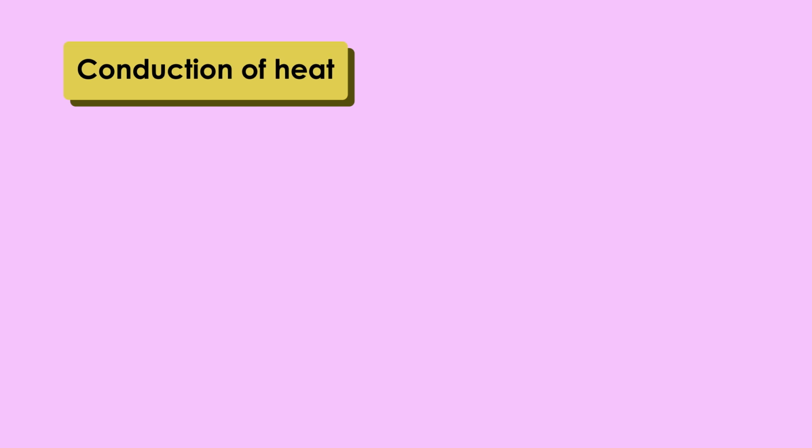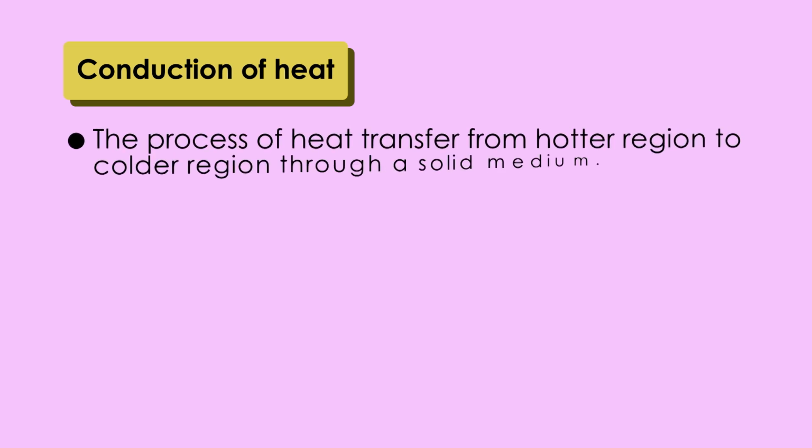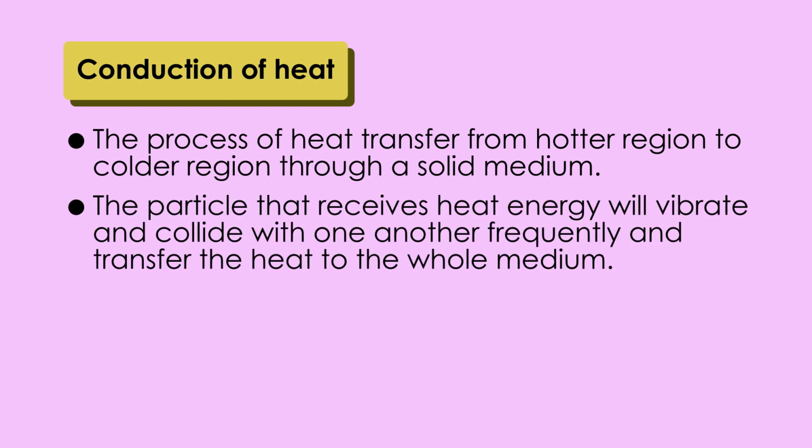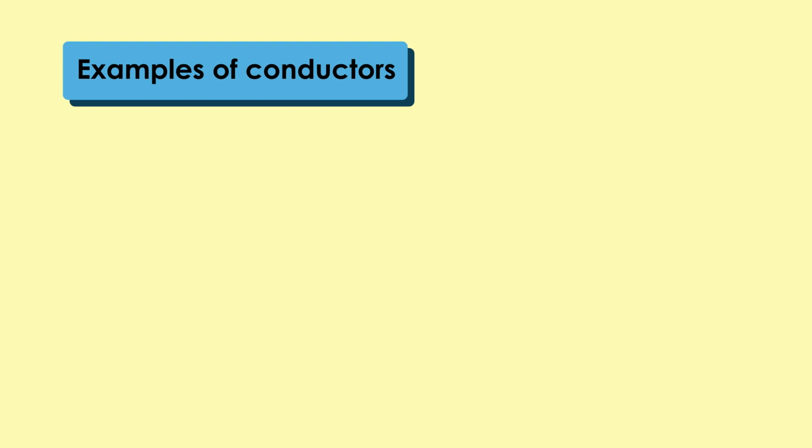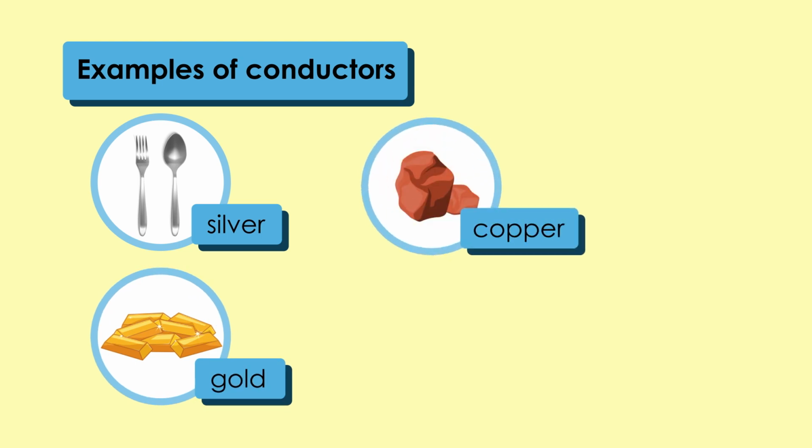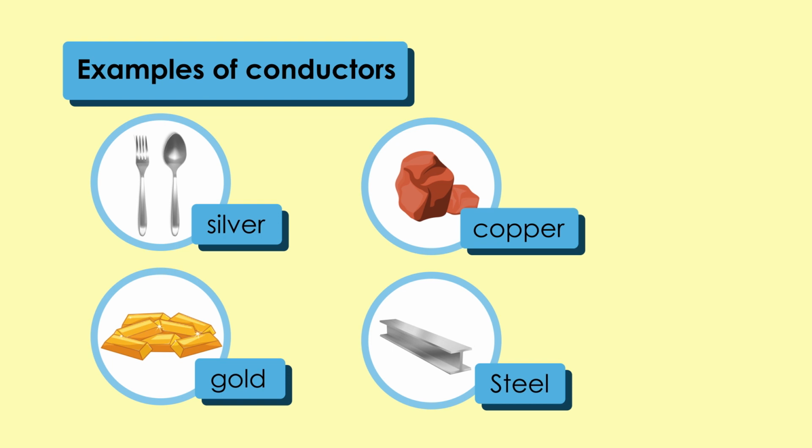First, heat that flows through a conductor is called conduction of heat. Conduction is the process of heat transfer from hotter regions to colder regions through a solid medium. The particles that receive heat energy will vibrate and collide with one another more frequently and transfer the heat to the whole medium. Can you try to name a few examples of conductors? These are the examples of conductors. They are silver, gold, copper, and steel. Do you have your own examples?